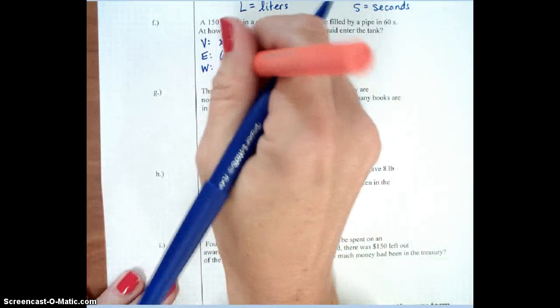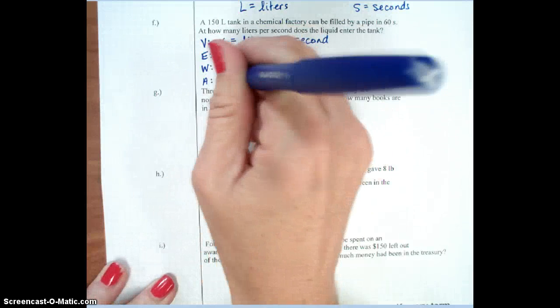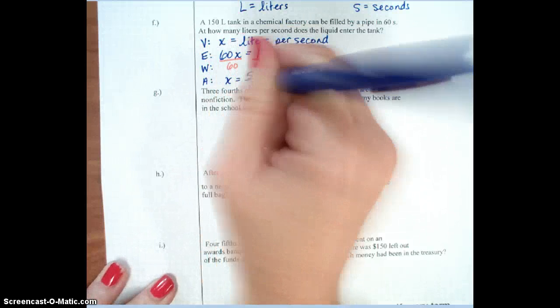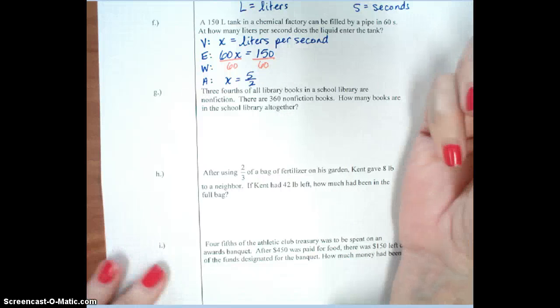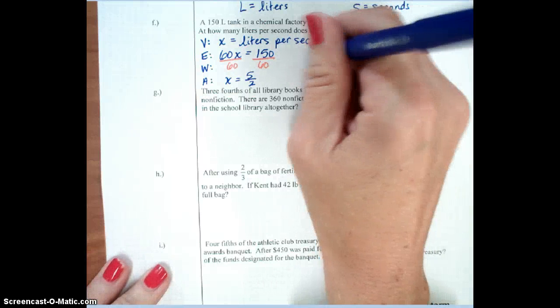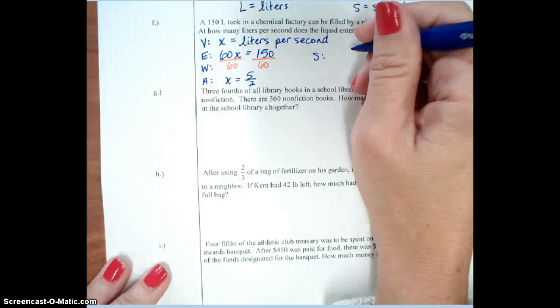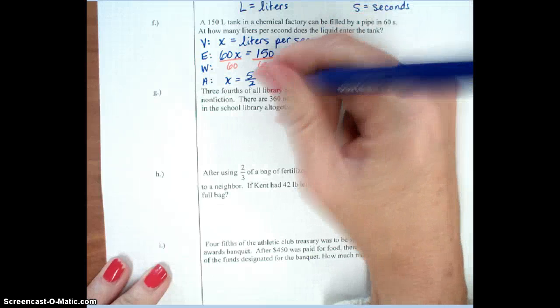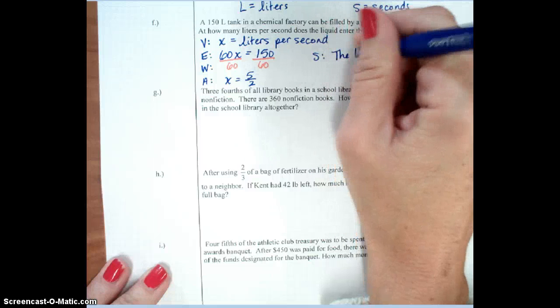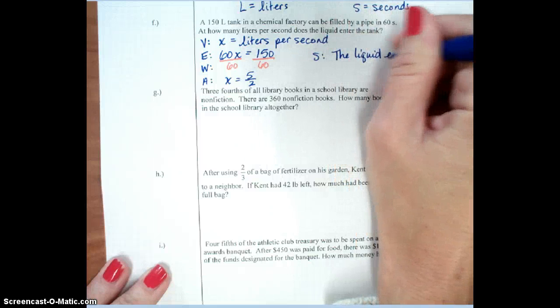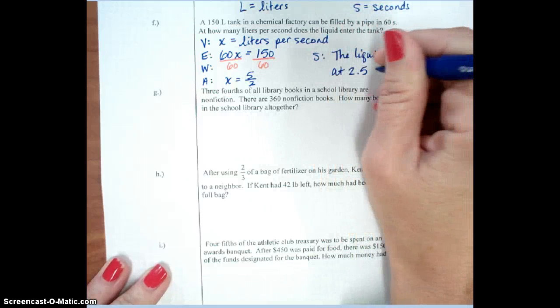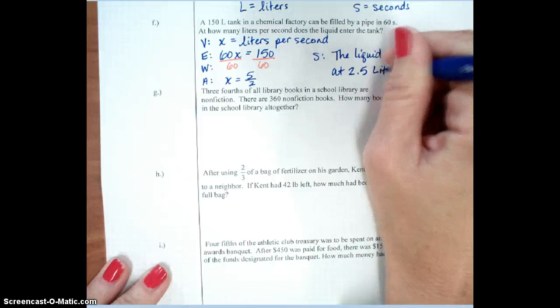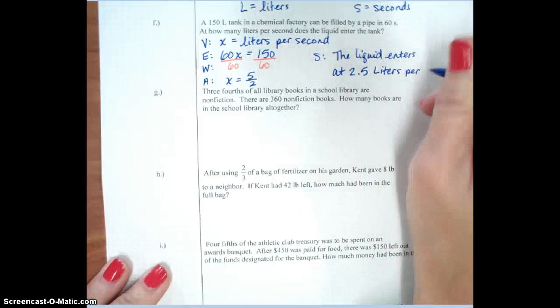I'm going to divide both sides by 60. And then my answer I get is X equals 5/2. So it would sound kind of strange to say that it enters at 5/2 liters per second. So when I write my solution, I'm just going to make the label more appropriate, or I'm going to change this to a decimal. So I'm going to say the liquid enters at 2.5 liters per second.